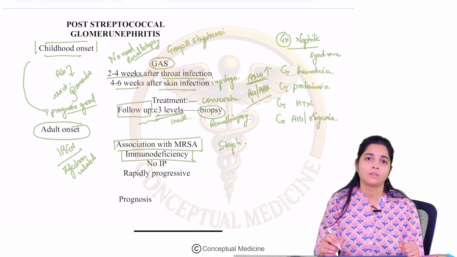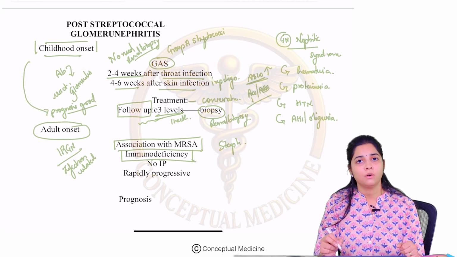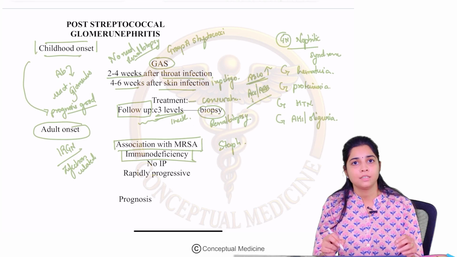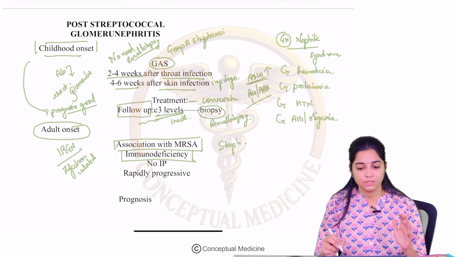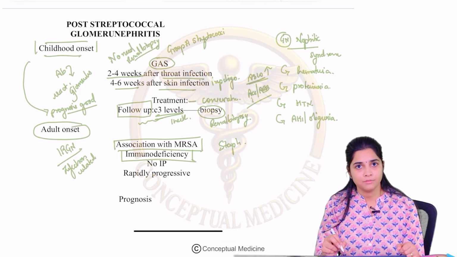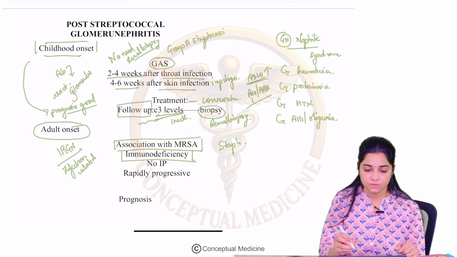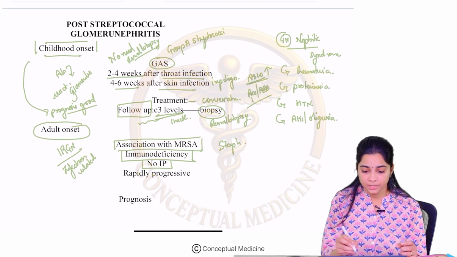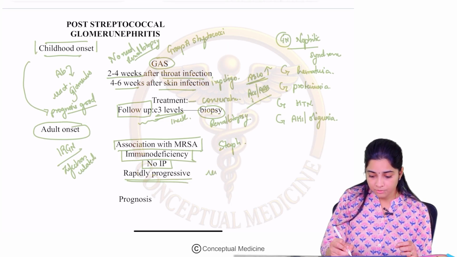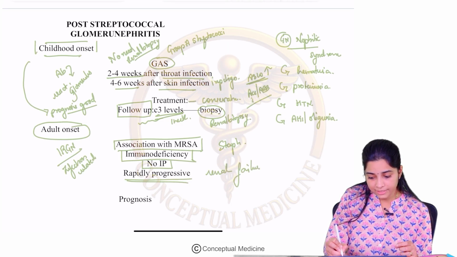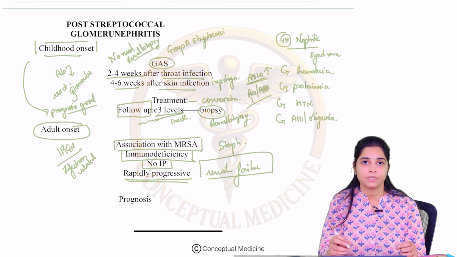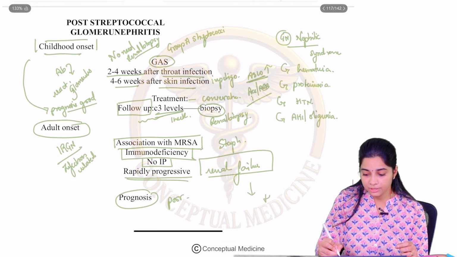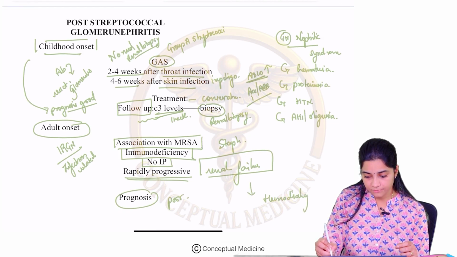These include patients on chronic long-term steroids who have a staph infection, or those with immunological disorders like rheumatoid arthritis, SLE, or patients on cancer chemotherapy. These are all immunodeficient patients. In these patients with associated staph infection, you can have IRGN. This does not have an incubation period, unlike childhood onset PSGN. It presents as rapidly progressive renal failure, and the prognosis is often poor. Very often you have to initiate them on hemodialysis.